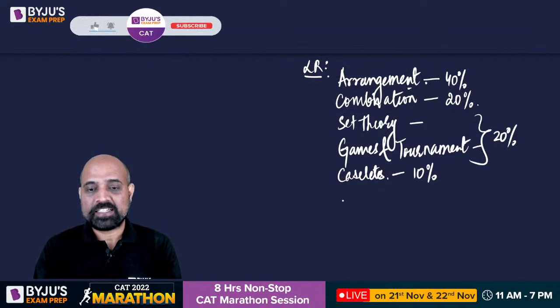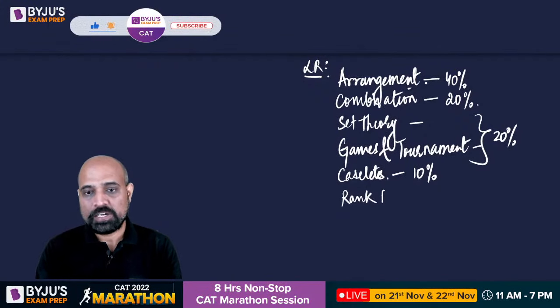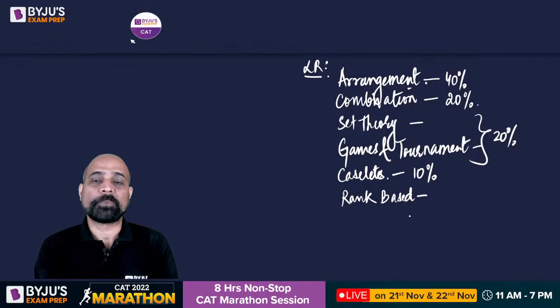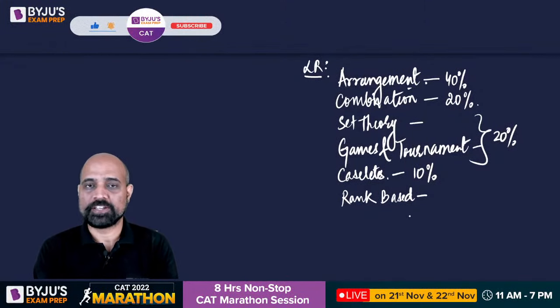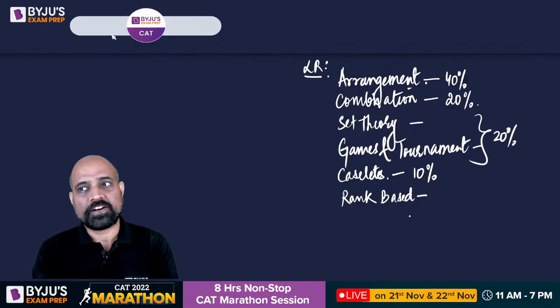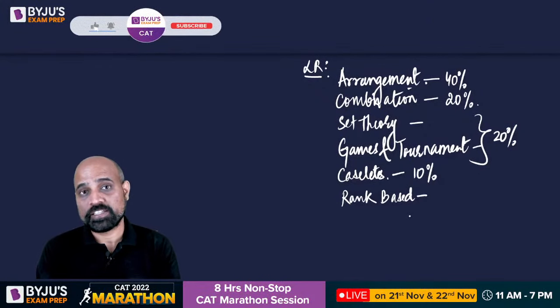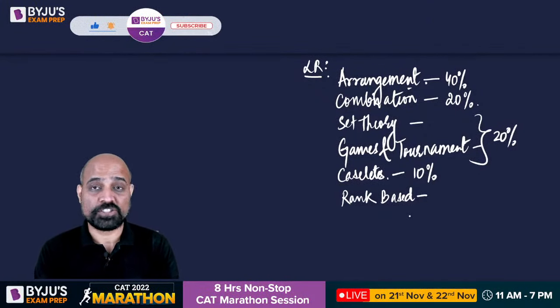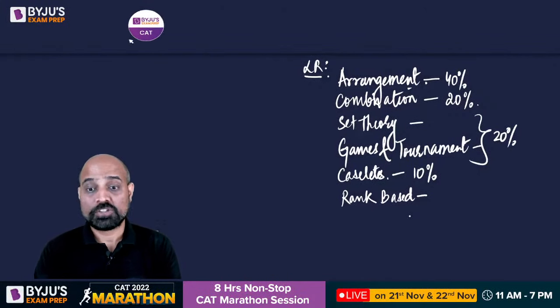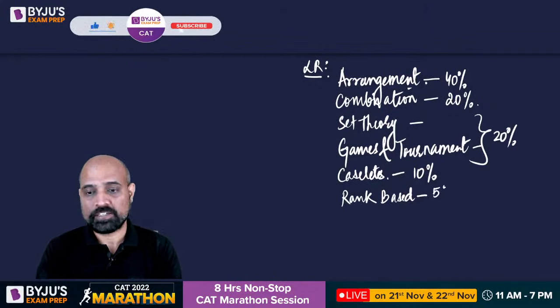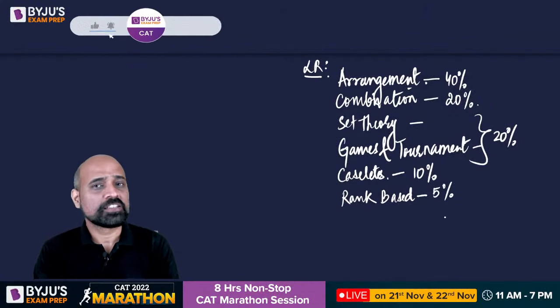After caselets, we have rank-based. Rank-based is similar to arrangement, but it uses more of the comparative and superlative degrees that we study in English. So there are 5 people and one of them is taller than the other and shorter than the next. The one who is heavier is the shorter, the one who is taller is the lighter, and so on and so forth. So rank-based questions are also there. It's very less, it doesn't hold so much weightage.